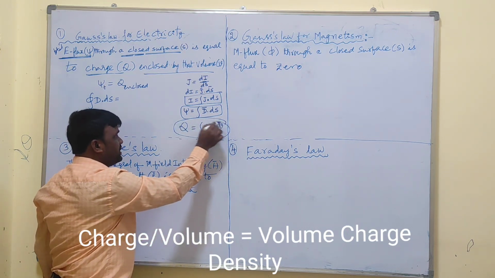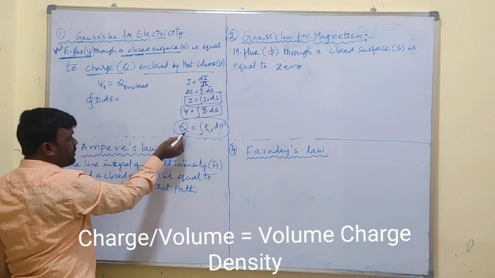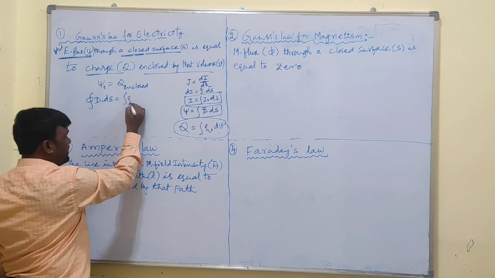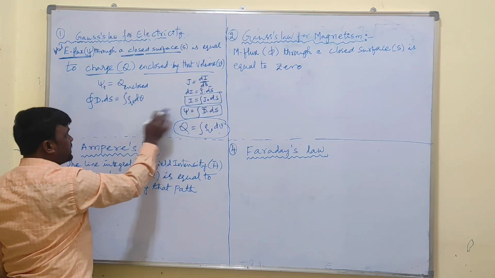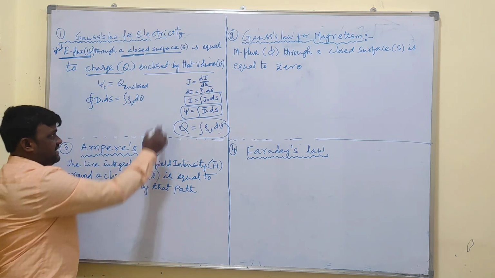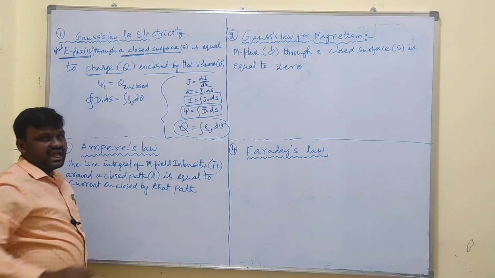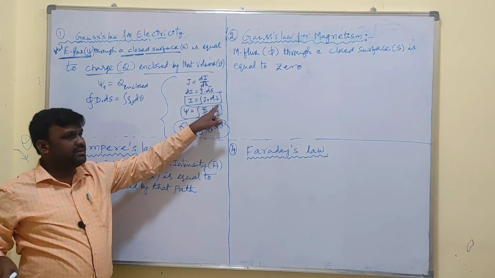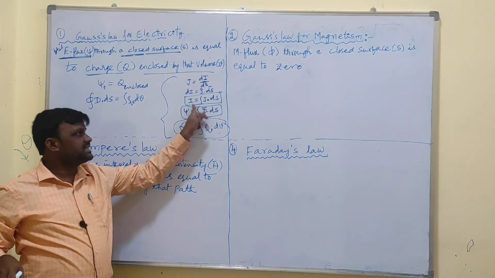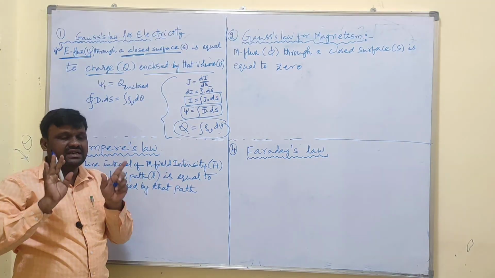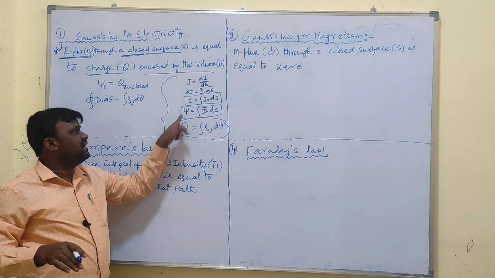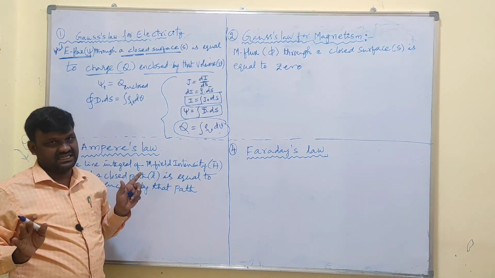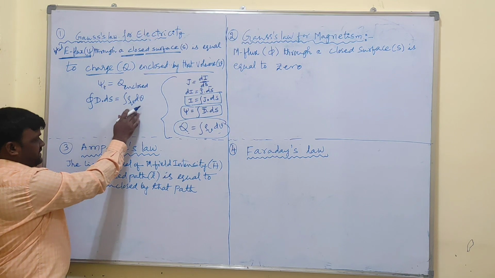By substituting these two, q equals integral rho v dv and psi equals integral D dot dS. So what did we apply here? A basic definition: the integral of a density parameter gives that parameter. That means the integral of current density gives current, the integral of charge density gives charge, and the integral of flux density gives flux. Now we have this relation.